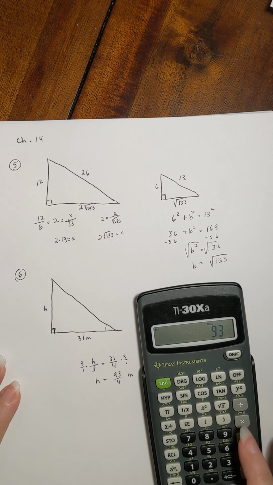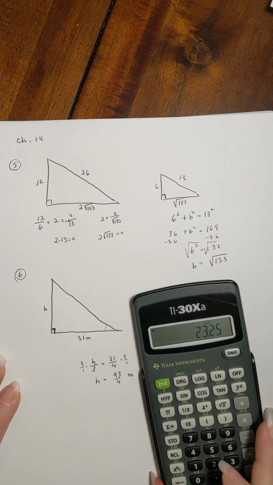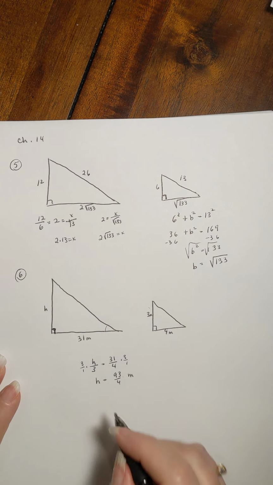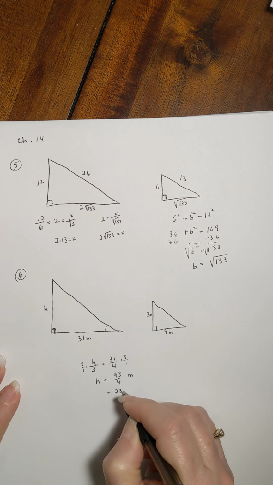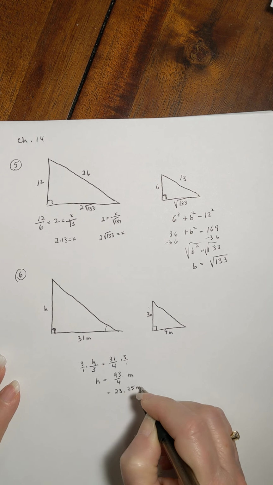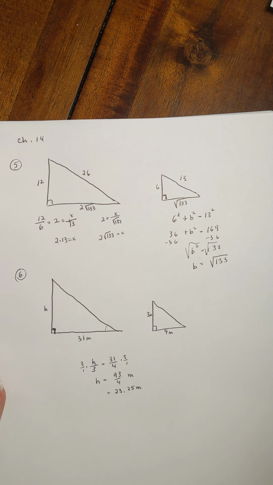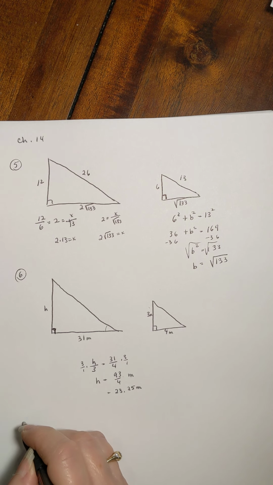93 divided by 4 would be about 23.25 meters tall. Okay, then we have some definitions for number 7. I'm just going to write them out here.